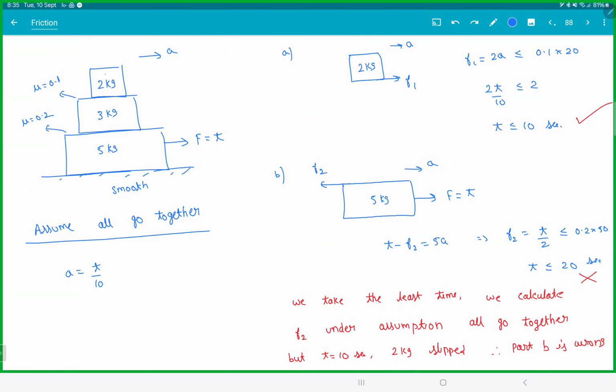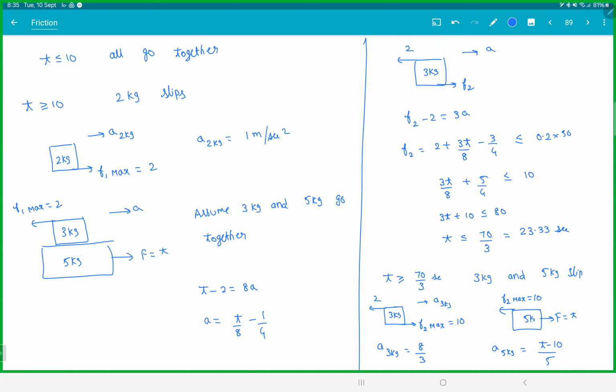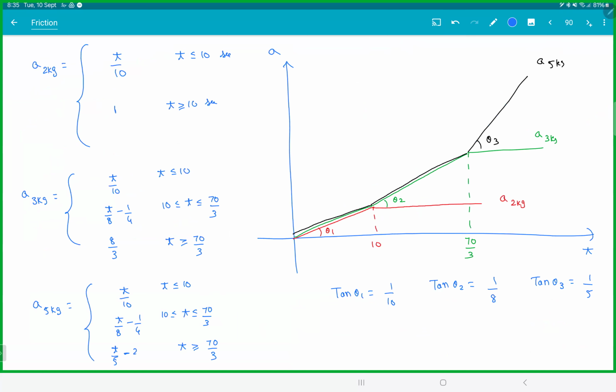So the 3 block problem is the biggest headache. You start with an assumption both are going together. Then you find the condition when 2 kg and 3 kg slip, that is 10 seconds here. Then find the condition when 3 kg, 5 kg slip, that is 20 seconds. Whoever is smaller, that is right. I hope everyone is getting why that is the case. Because you derived both of them assuming the other one is not slipping. So whoever slips first is the main slipping, the other one is wrong. So you cancel that and then you start the problem again, assume both are going together. Then again you calculate and then you know the process.